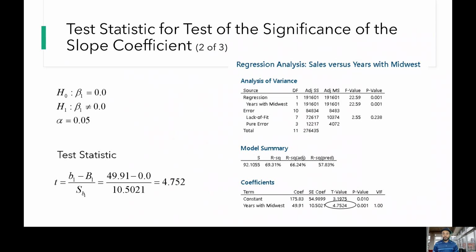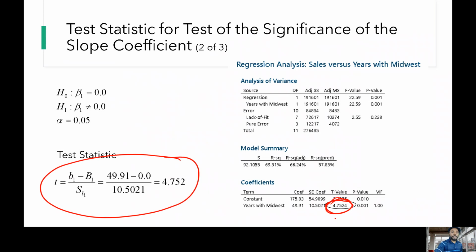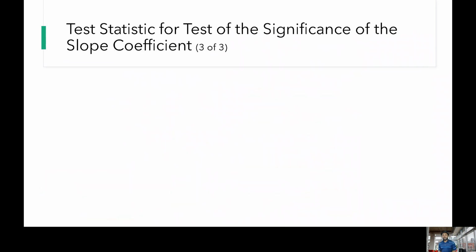So the test statistic is computed this way. Again, that's the test statistic, testing whether the slope is statistically significant. And by looking at the results, this is the value. So don't do this by hand, as I've shown in the slide. Just simply do this using Minitab, and you get your answers easily. If you're doing this by hand, then that will be the answer. All right.